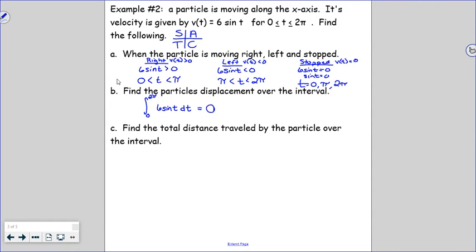A number in front of the t with multiplication is a horizontal shrink or stretch of that. Okay. Then total distance goes back to when it is moving right and when it is moving left, and we would break our two integrals based on those intervals. So from 0 to pi, it's moving right. Moving right means I'm going to get a positive value for that area.